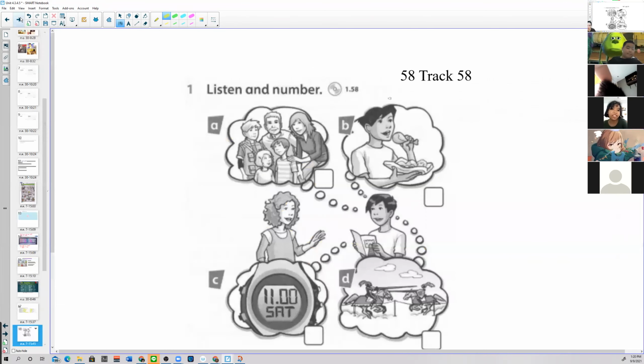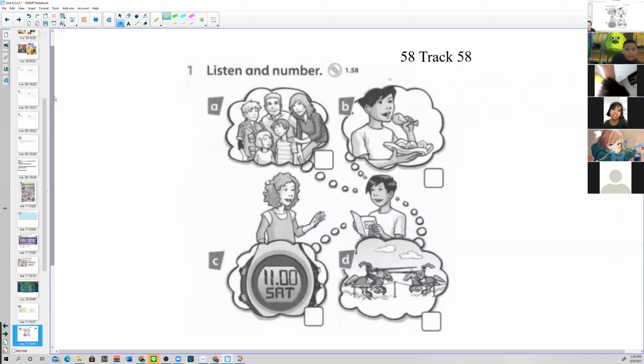Okay, let's see the next one. Let's take out your activity book and turn to page 36. Okay, page 36.